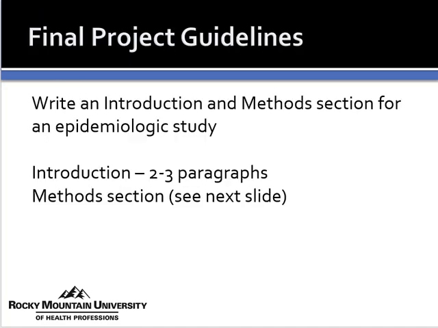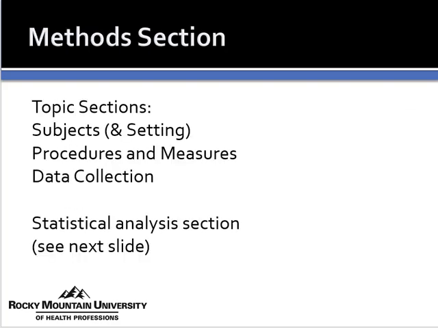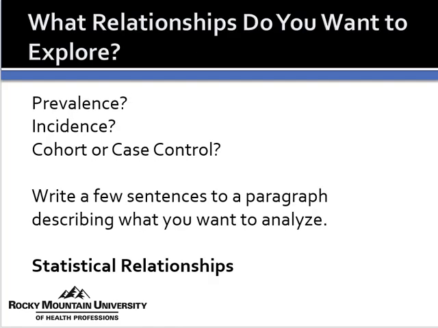Final project guidelines, you're going to write an introduction and a methods section for an epidemiologic study. Your introduction section is going to be 2 to 3 paragraphs because this is where you're going to be setting the stage, describing why your study is needed. The methods section is shown here. You're going to be having these topic areas: subjects, and the setting in which your study is going to occur and who is going to be involved, your procedures and measures, and data collection. And then your statistical analysis section will also be kind of a subheading within the method section.